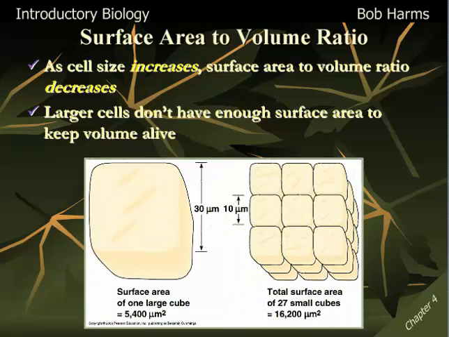Now your book looks at the same problem a little bit differently, but comes to the same conclusion. In your book it talks about having one large cell here, like on the left, or if we took that same area and divided it into 27 small little cells. And the small little cells have a lot more surface area than that one large cell. So again, that's the benefit of cells being microscopic.